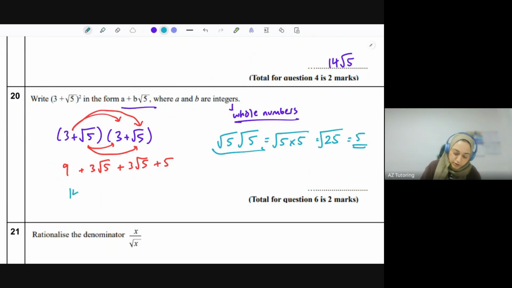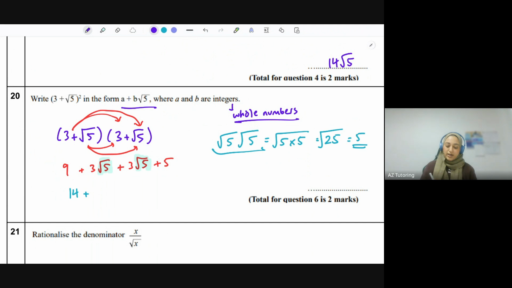9 add 5 is 14, plus 3 root 5 add 3 root 5. Remember, we can only add surds together if the surds are the same. So it's a bit like, again, with algebra, you can't add x's and y's, you can only add x's together. Same with surds. I can't do 3 root 5 add 3 root 4 because the root's different. So the roots have to be the same.